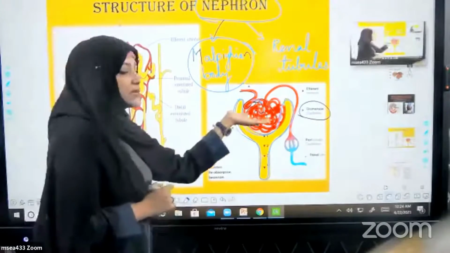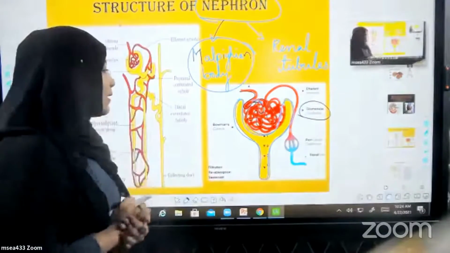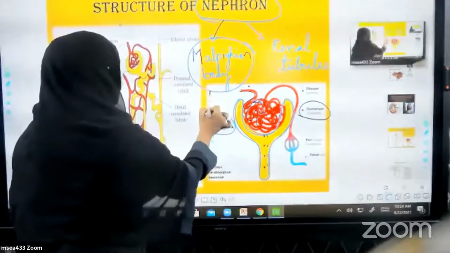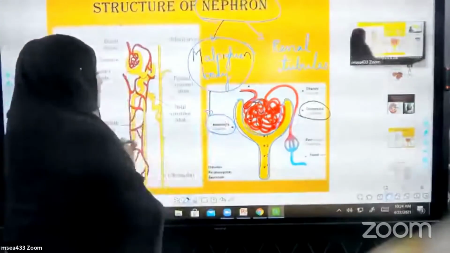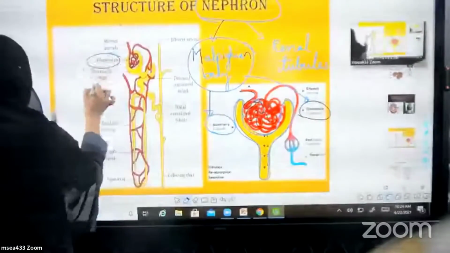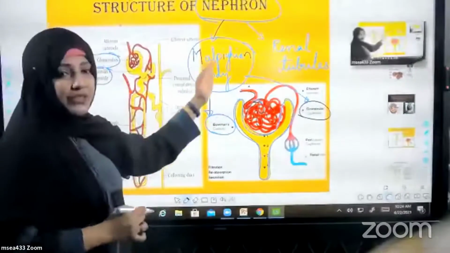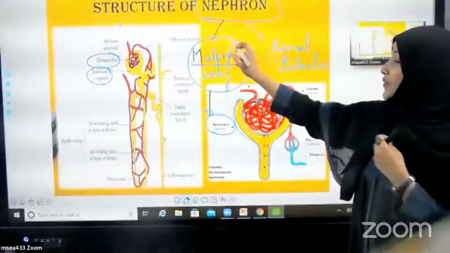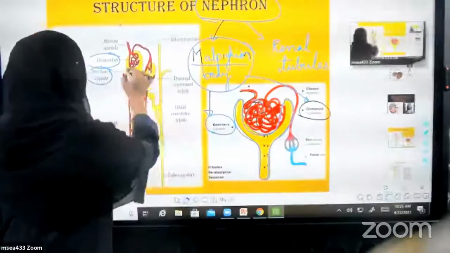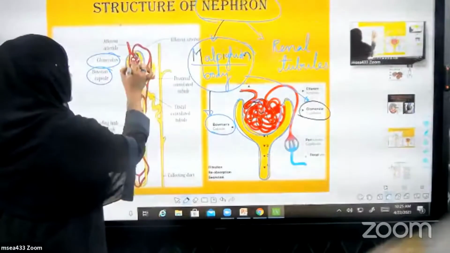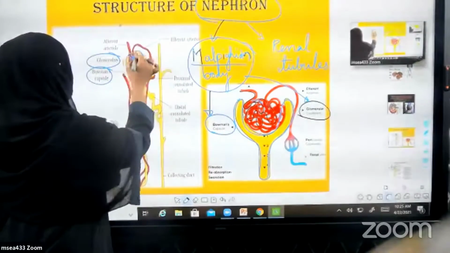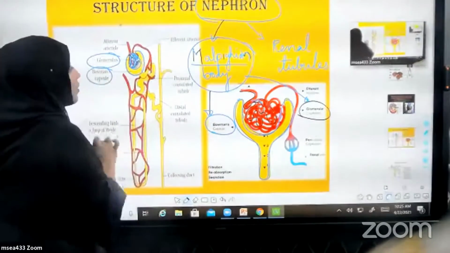So you have glomerulus and also you have Bowman's capsule. So Malpighian body is further divided into Bowman's capsule and glomerulus. Glomerulus and Bowman's capsule together form the Malpighian body. The structure of nephron is divided into Malpighian body and renal tubules. Malpighian body further divides into the blind cup-like structure called Bowman's capsule and the arterioles that form the network called glomerulus.